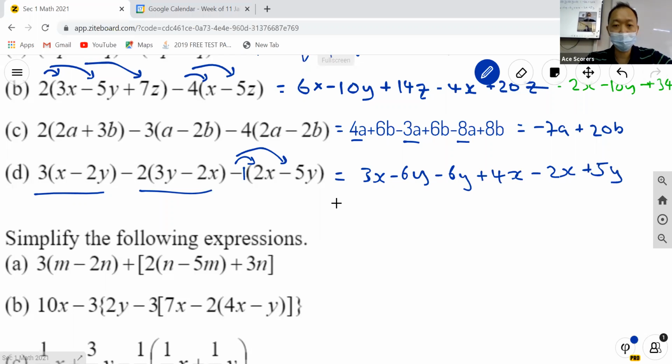Right? So same thing, group all the x and the y's together. Let's look at the x. So it's 3x plus 4x minus 2x. 7 minus 2, we left with 5x. And then the y, minus 6y minus 6y minus 12 plus 5.